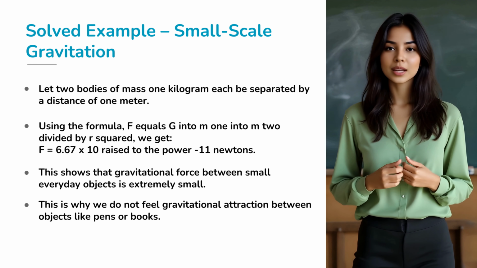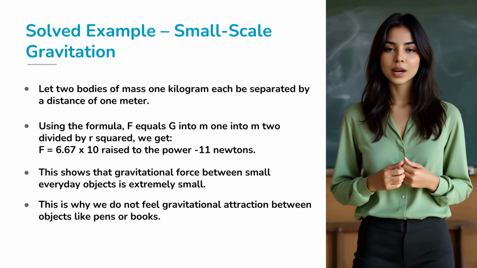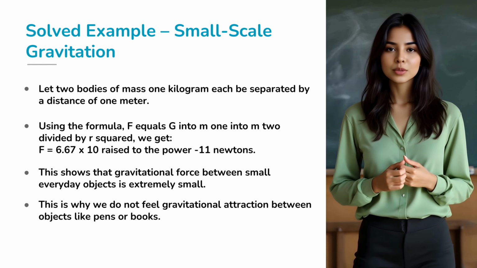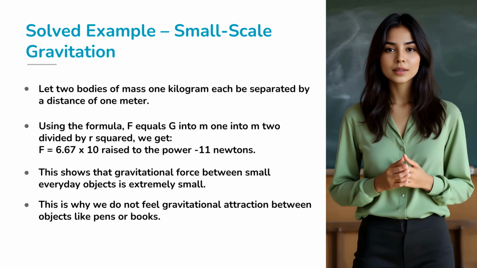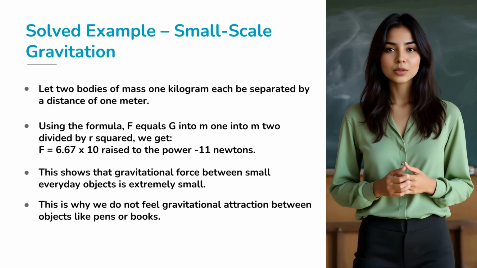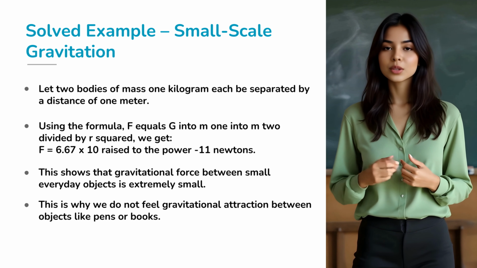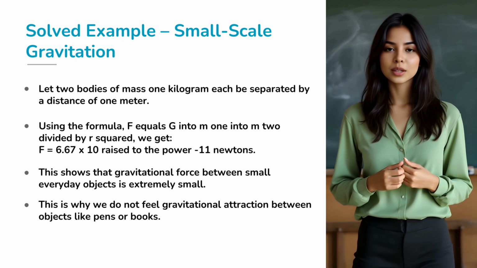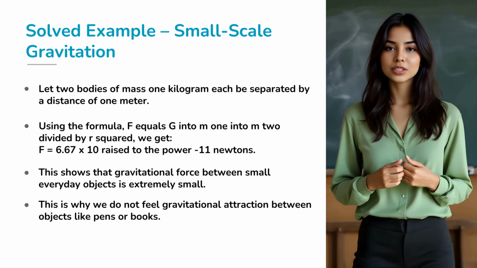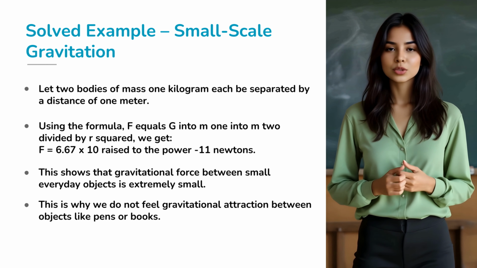Let's try a simple calculation to understand how small the gravitational force is between everyday objects. Suppose we place two masses of 1 kilogram each exactly 1 meter apart. We apply the formula F equals G into m1 into m2 divided by r squared. Substitute the values. G equals 6.67 into 10 raised to the power -11, m1 equals 1 kilogram, m2 equals 1 kilogram, and r equals 1 meter. So, force equals 6.67 into 10 raised to the power -11 newtons.